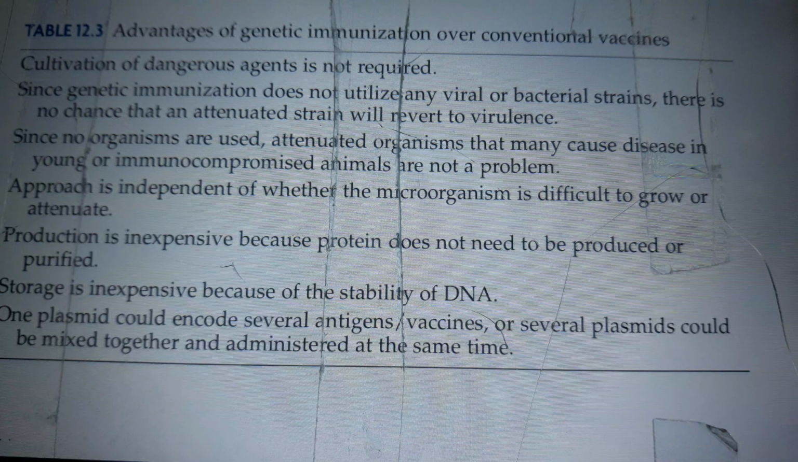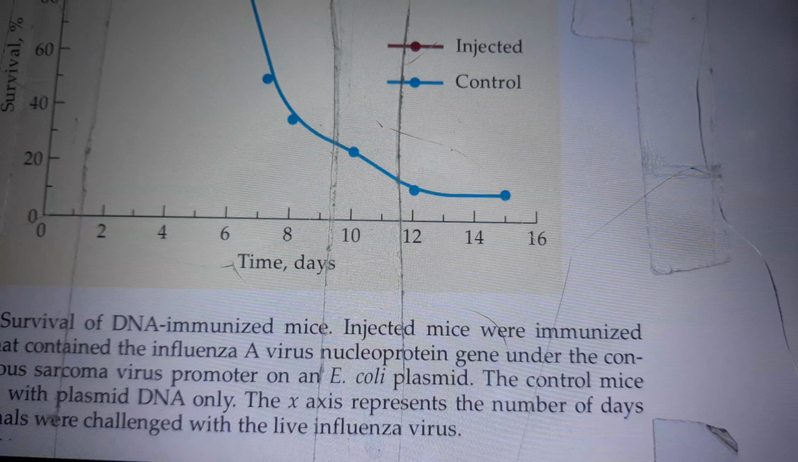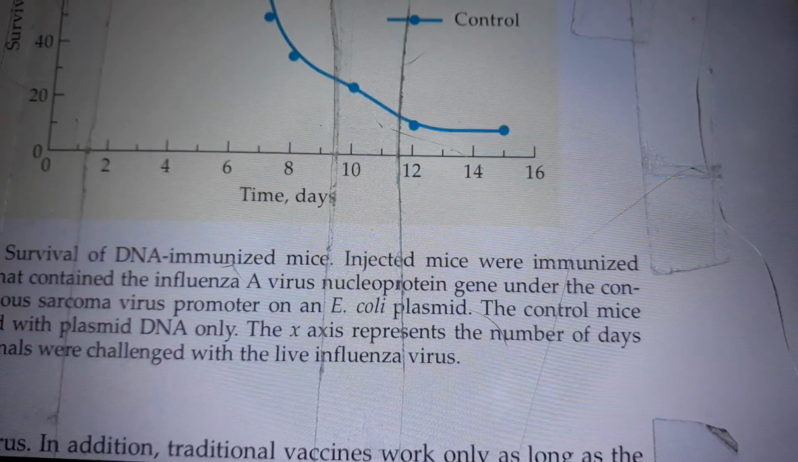Production is inexpensive because protein does not need to be produced or purified. Storage is inexpensive because of the stability of DNA. One plasmid could encode several antigens, or several plasmids could be mixed together and administered at the same time. Figure 12.14 shows the survival of DNA immunized mice.